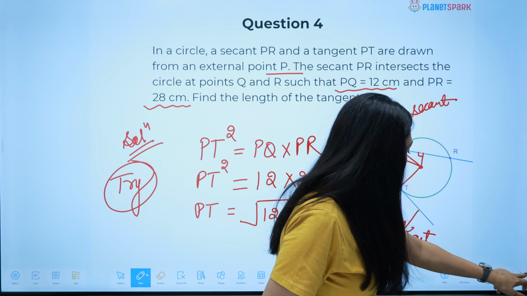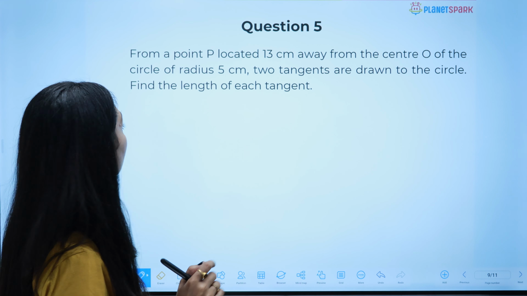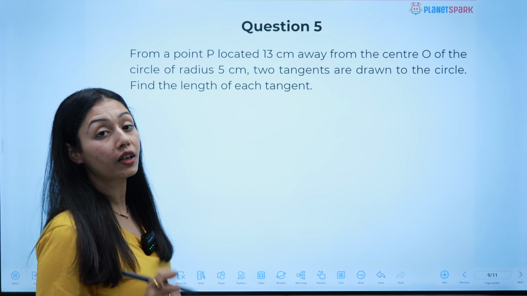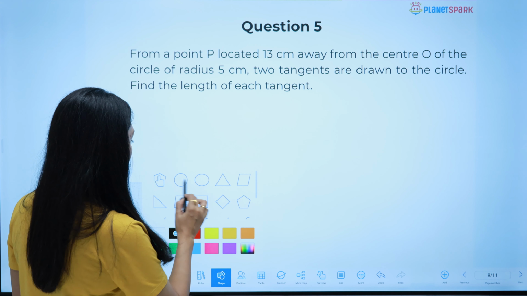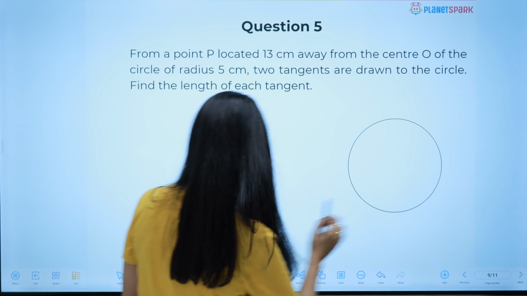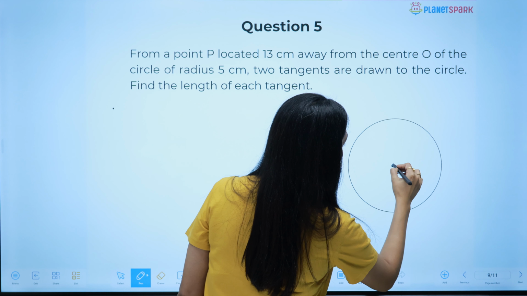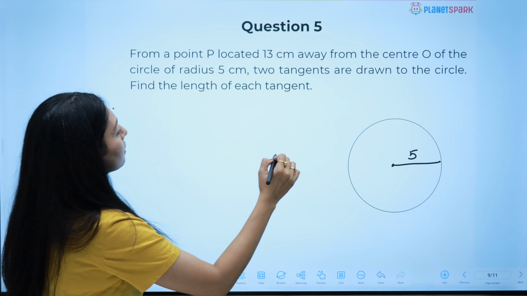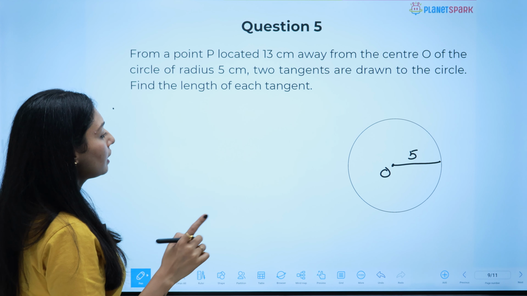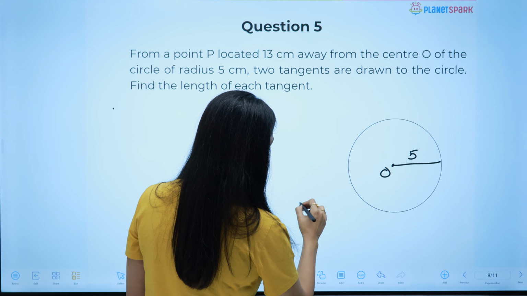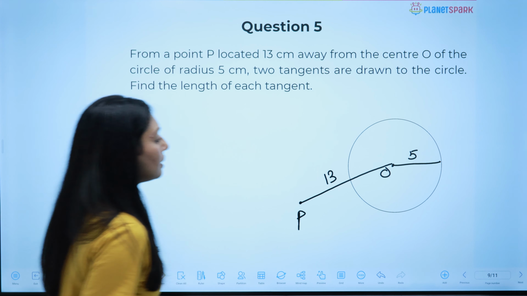Okay then, next one. From a point P located 13 centimeter away from the center O of a circle of radius 5 centimeter. Okay, first of all, we are going to have the figure here. So what do we have? A circle given here. For that, the radius is what, everybody? 5 centimeter. Okay then, center is O and point P is located 13 centimeter away from the center. Let's say here we have point P and its distance from the center is 13 centimeter.